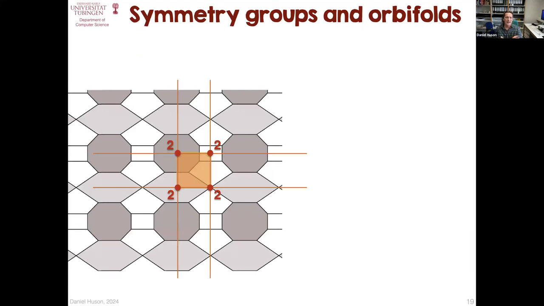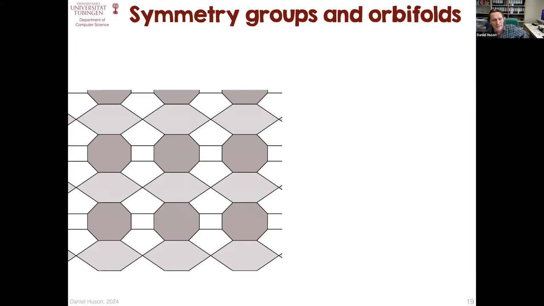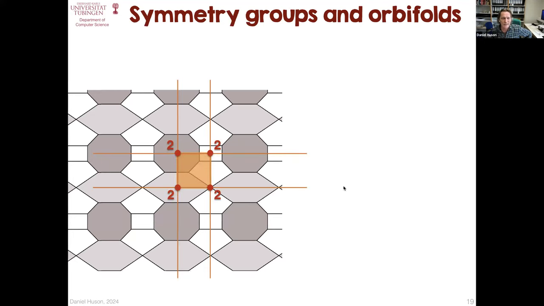Here's another example. Imagine this tiling extended across the whole of the Euclidean plane. There are some symmetries. These orange lines indicate some reflectional symmetries. And the little orange region in the middle is the fundamental domain for this symmetry group. That's the smallest domain that you can take and apply the symmetry group to, such that you get the whole tiling. And there are four dihedral centers, rotation centers of 180 degrees that have reflections going through them on the boundary of this fundamental region.